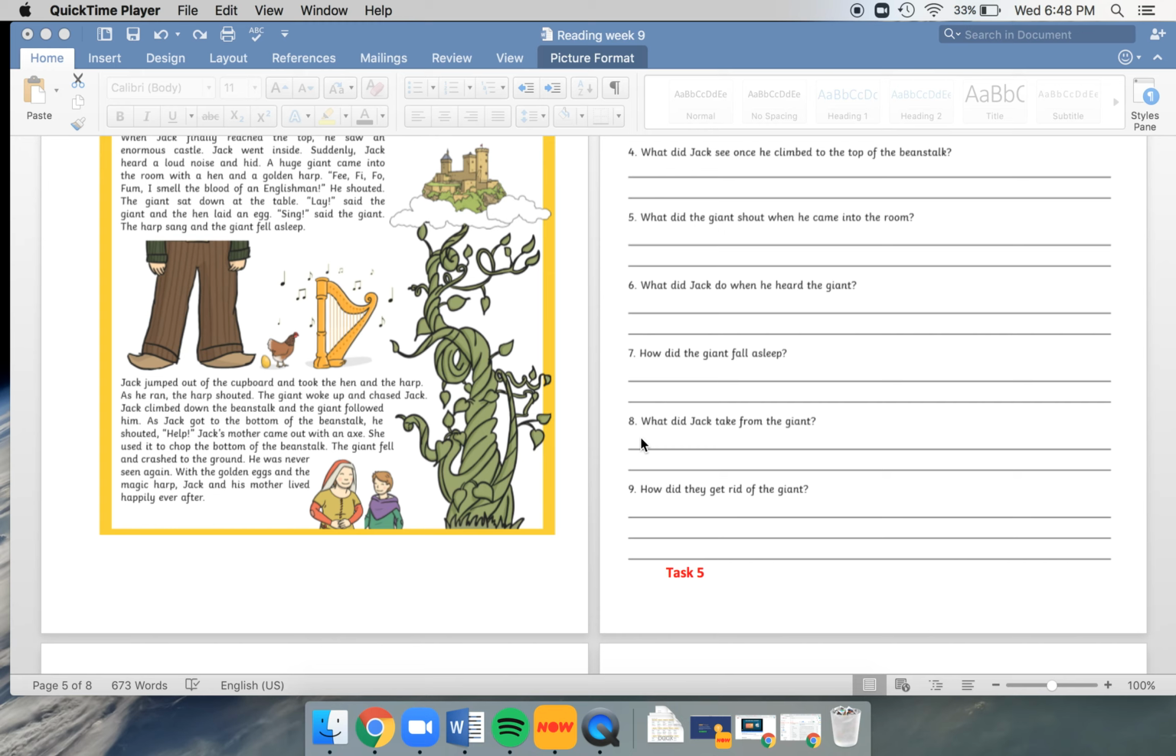All right, question 8. What did Jack take from the giant? Okay, any key words? All right, have a skimming and scanning through. Look for your key word. You've got 2 lines to write a proper answer, not just one word. And then your last question, question 9. How did they get rid of the giant? All right, so now you've got 3 lines. So you need to make sure that you are writing full sentences. Okay, how did they get rid of the giant? Okay, so have a look. Read over, skimming and scanning the text.